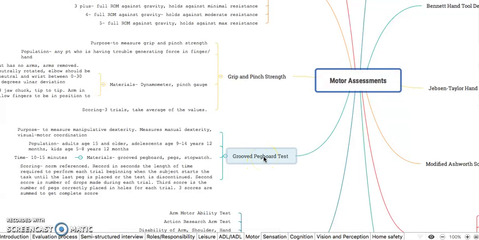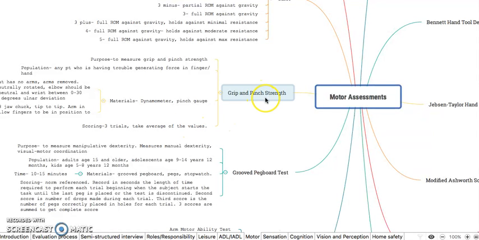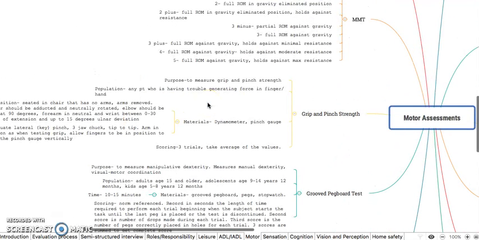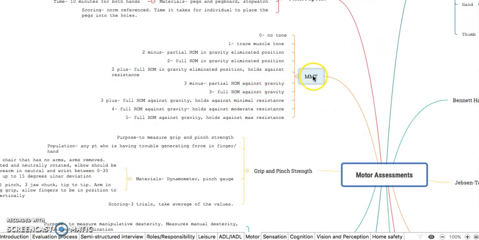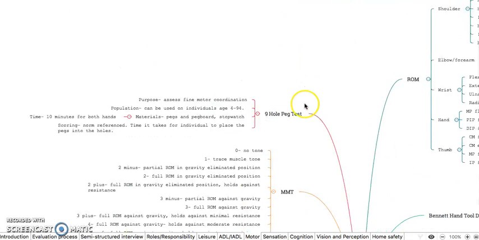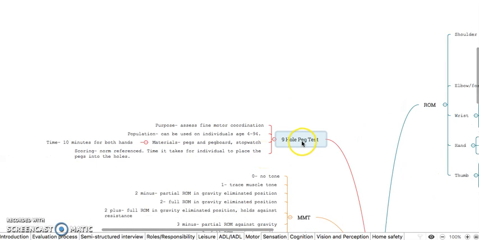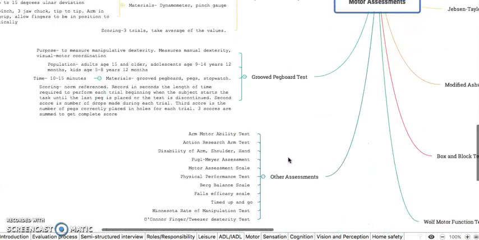The Grooved Pegboard test, its purpose is to measure manipulative dexterity, manual dexterity, and it also looks at visual motor coordination. Another assessment for strength is grip and pinch. This is for people who are having trouble generating force in their fingers or hands. And then we also included the manual muscle testing grading. And the 9-hole peg test, its purpose is to assess fine motor coordination.